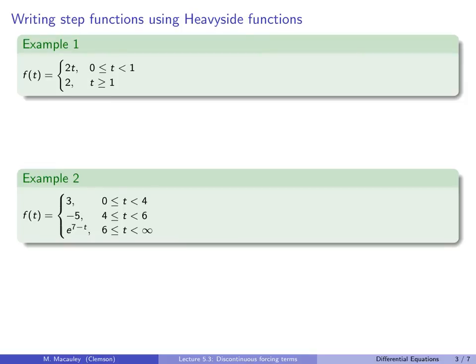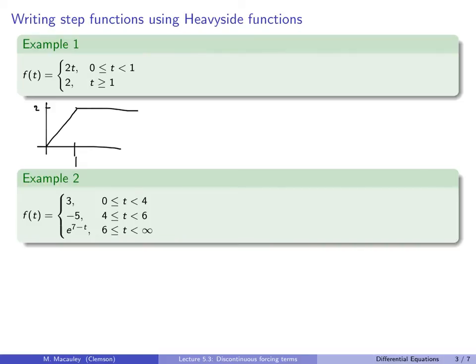Okay, so let's do some examples. This first function up here, well, let's sketch it first. So between 0 and 1, it's going to be this function, 2t, and then from 1 onward, it's going to be a constant function 2.